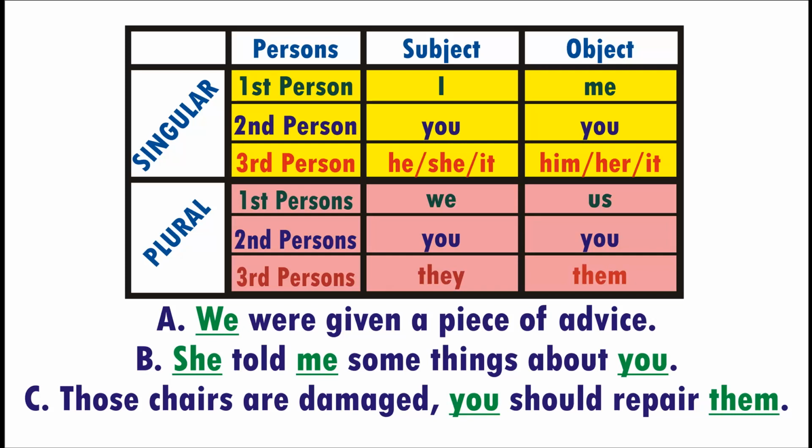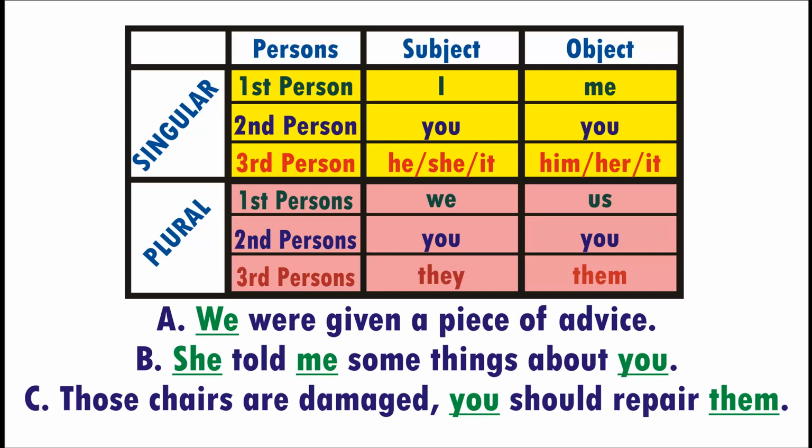Example B, she told me some things about you. She is the third person singular. She refers to the person whom they were talking about. Told me. Me is the object form of the first person singular. She told me. Me here is the object of the verb told. Some things about you. You is the second person. It may be singular, it may be plural.